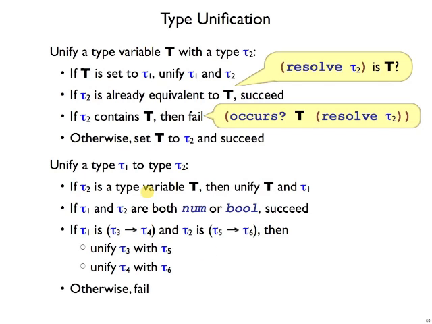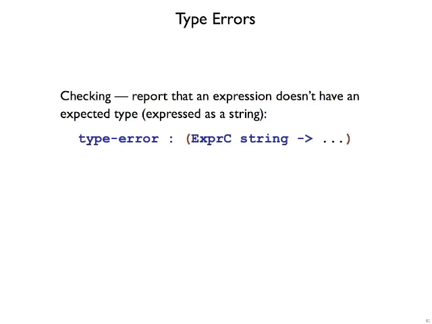So if none of these cases hold, then it must be that tau1 and tau2 are not the same kind of thing. They're not both num or bool, they're not both arrows, and neither one is a type variable. And in that case, we just have to fail. When we fail, we need to report a type error, and we used to report type errors with a function that says this expression is not a particular type, written down as a string. So you might pass in an expression and say it's not a num or a bool or a function.